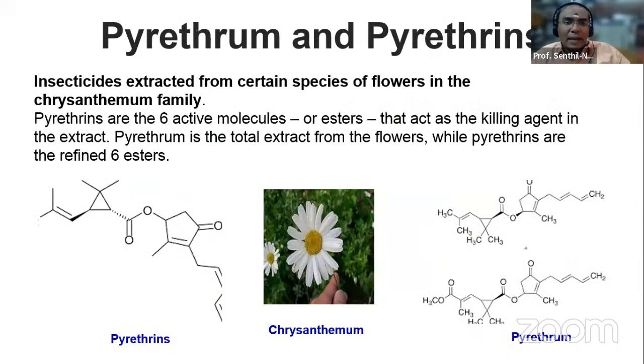Second point is pyrethrum or pyrethrins, an insecticide extracted from certain species of the Chrysanthemum family. It's commonly available in the Indian subcontinent. There are two important chemicals identified from the Chrysanthemum, that is pyrethrins and pyrethrum. Pyrethrins are the 6 active molecules or esters that act as a killing agent in the extract. Pyrethrum is the total extract from the flower, while pyrethrins are refined as a pure compound.